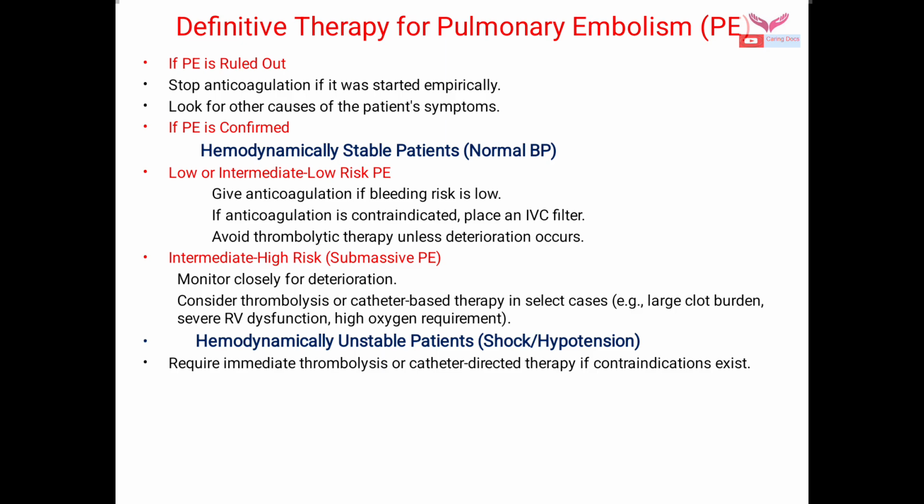Definitive therapy for pulmonary embolism: if the pulmonary embolism is ruled out, we should stop the anticoagulation. If it was started empirically, we should look for other causes of the patient's symptoms.